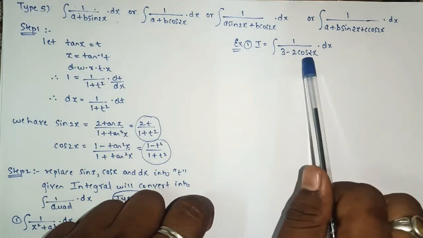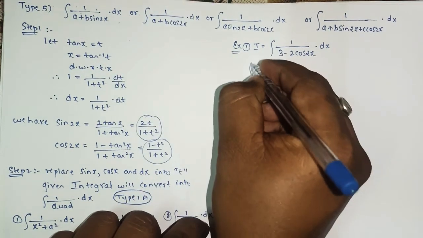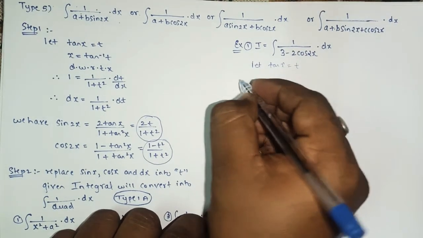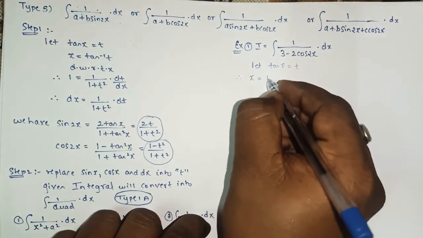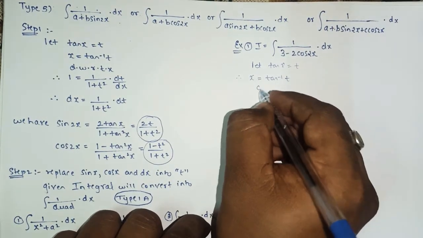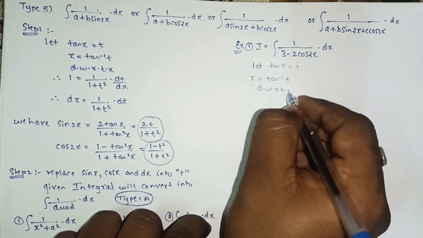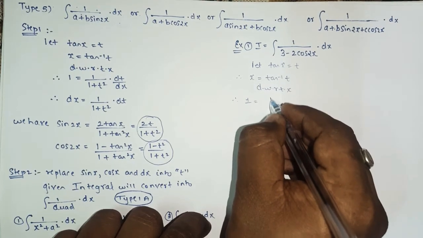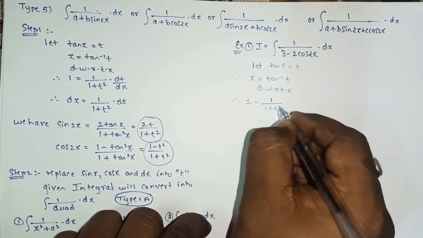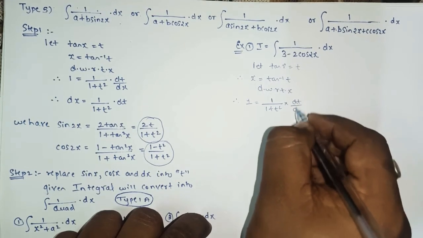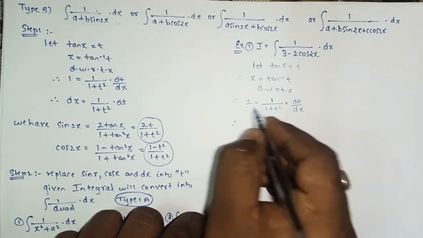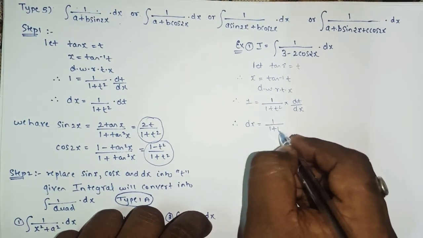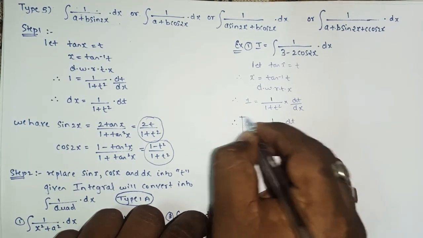So here we have 1 upon 3 minus 2 cos 2x. So the first step will be what? Let tan x equal t. So tan will go to that side, so this will be x equals tan inverse of t. Now we'll find the derivative with respect to x. Here the derivative of x will be 1. The derivative of tan inverse t will be 1 upon 1 plus t square into dt by dx. In the next step, dx will go to the left hand side, so dx equals 1 upon 1 plus t square into dt. So here we got the answer for dx. Yes or no?